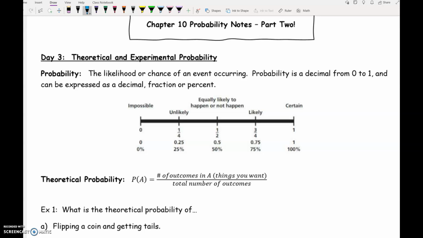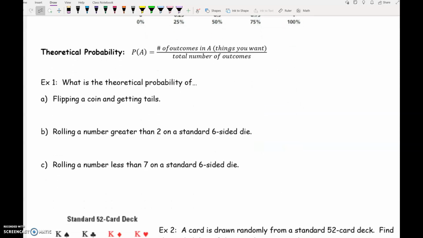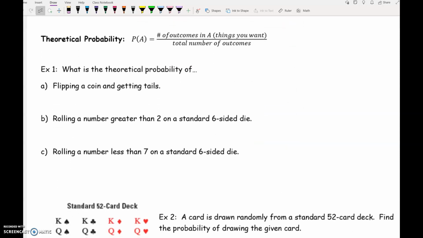So the probability is the number of outcomes, the number of things that you want over the total number of outcomes. So in the flipping coin instance, we want heads. There's 1 outcome that we want. There's 2 possible outcomes, heads or tails, so 1 over 2. What is the probability of flipping a coin and getting tails? We basically just answered that. It is 1 out of 2, which is the same as 0.5, which is the same as 50%.